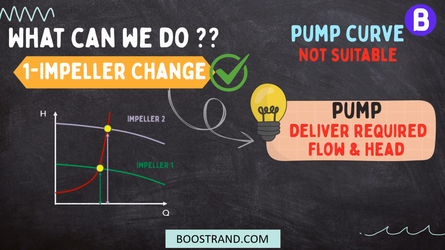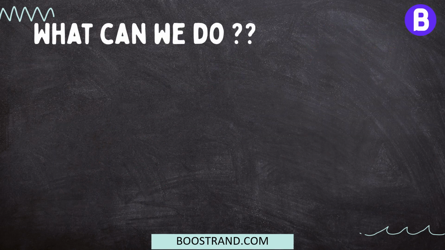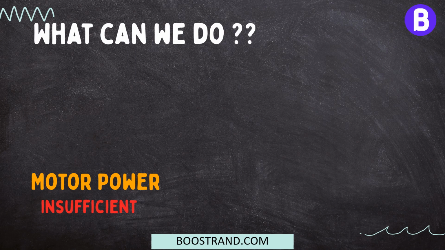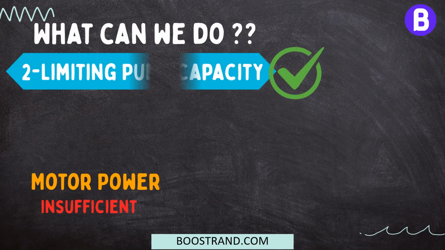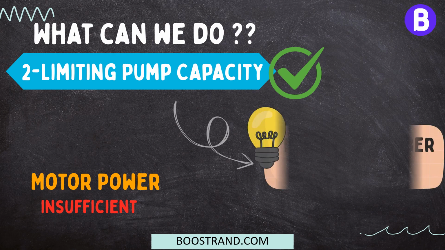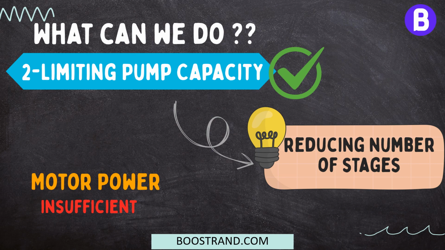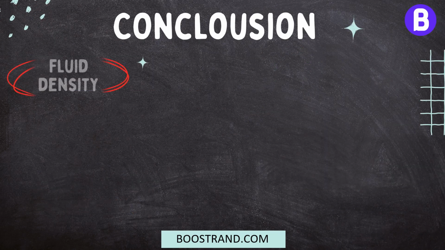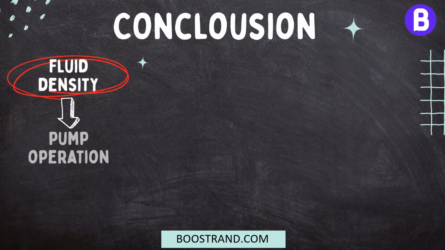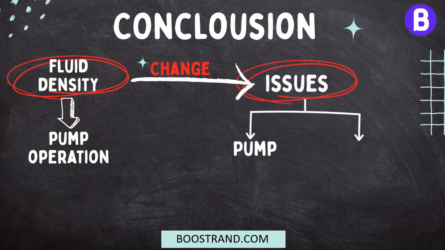At a larger impeller diameter, the pump shall give a different curve with a higher head. If the motor power is insufficient to meet the new operating conditions, it may be necessary to limit the pump capacity. This is most probably applied through mechanical solutions, such as reducing the number of stages if we are dealing with multi-stage pumps. Fluid density is highly critical in pump operation, and a significant change in the fluid density may cause severe issues to the pump and to the pumping system.